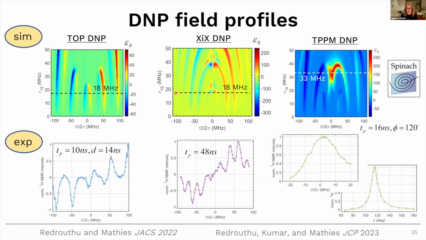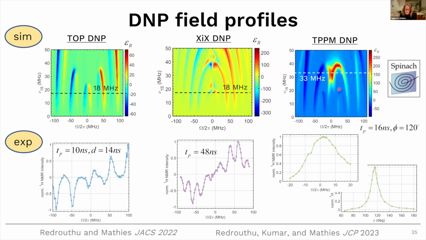The same here for the XiX experiment. You see that again the simulations match quite nicely with the experiment. For TPPM, we did experiments at a higher electron Rabi frequency, 33 megahertz. We also had to optimize the phase experimentally. But here also, the simulations did a good job in predicting the good DNP conditions that would give a high enhancement.